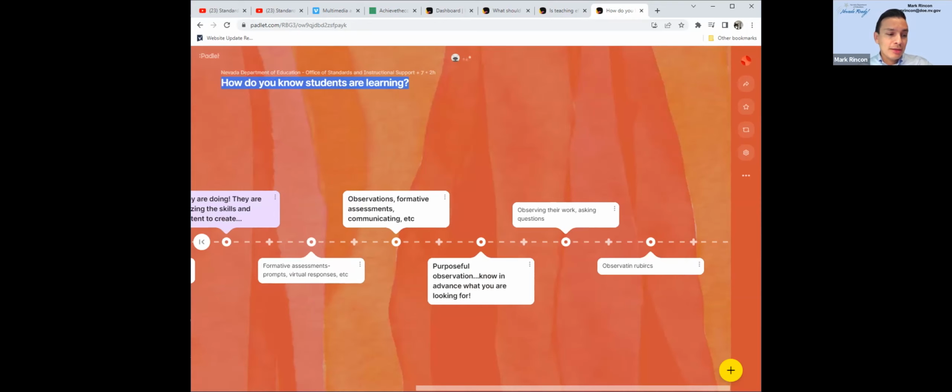Observing rubrics. Another great idea is that you can conference with your students and have them provide feedback. That's another great example. Developing surveys for your students to complete. That's another great example to engage with your students to know how they are learning. So, thank you everybody for participating in our third question for this evening. And I'm going to stop sharing.